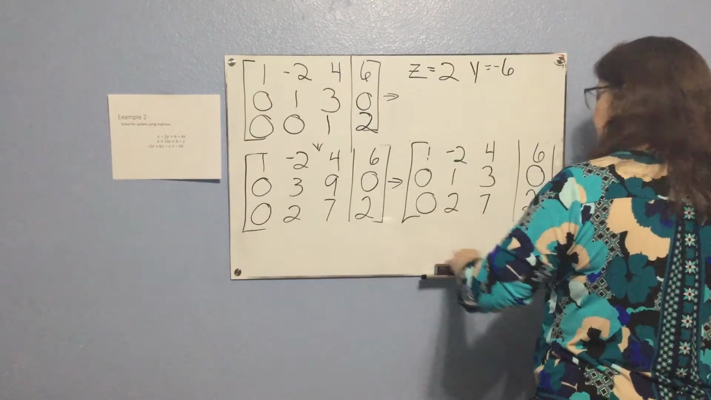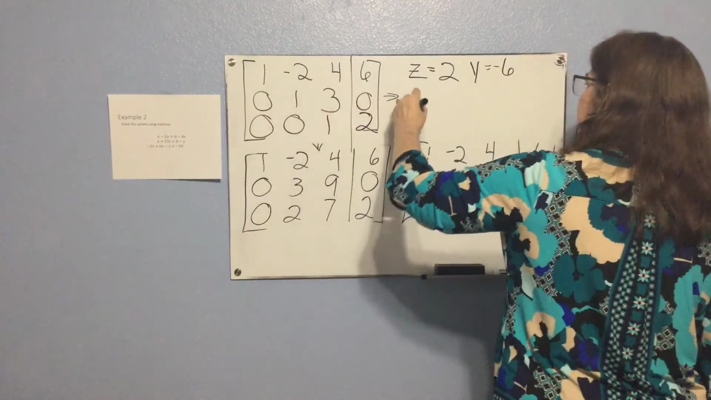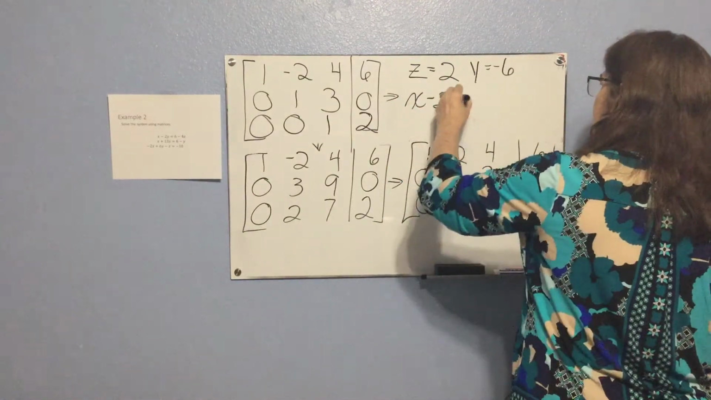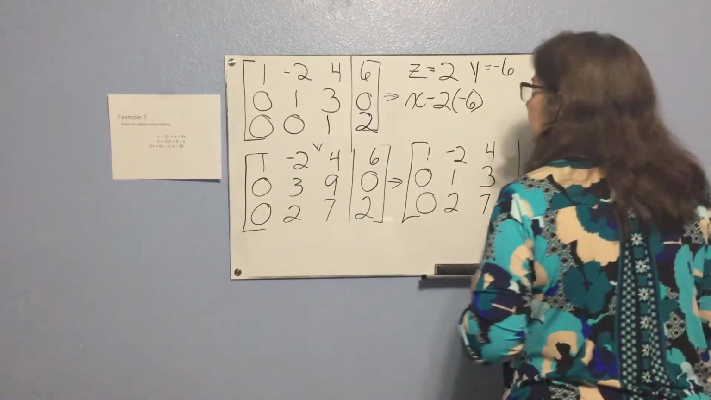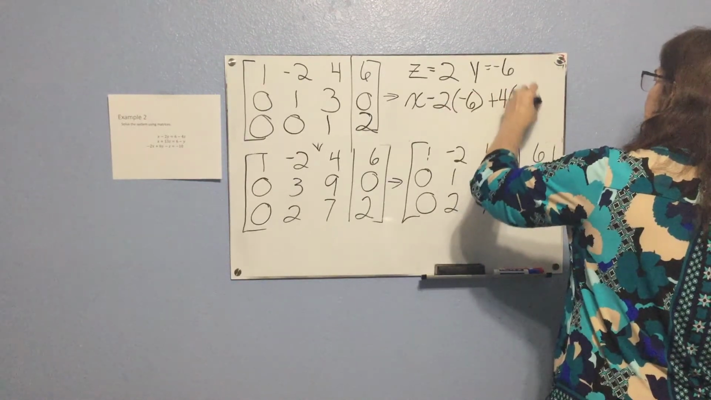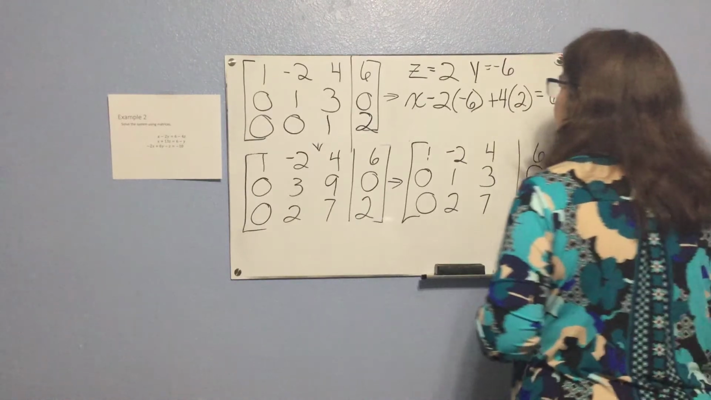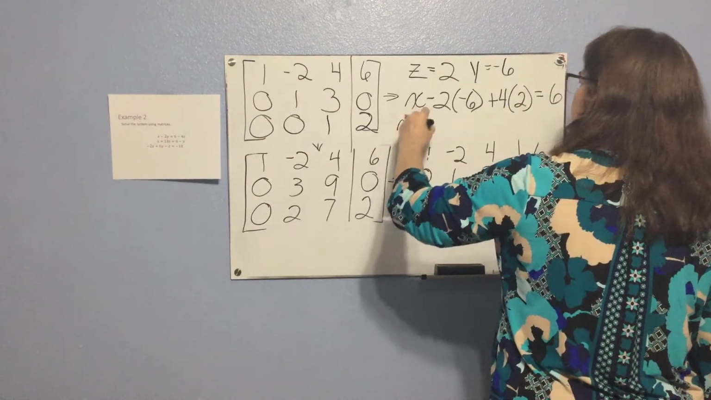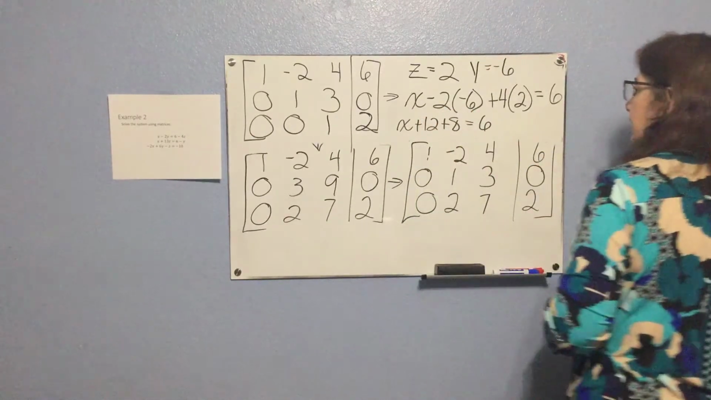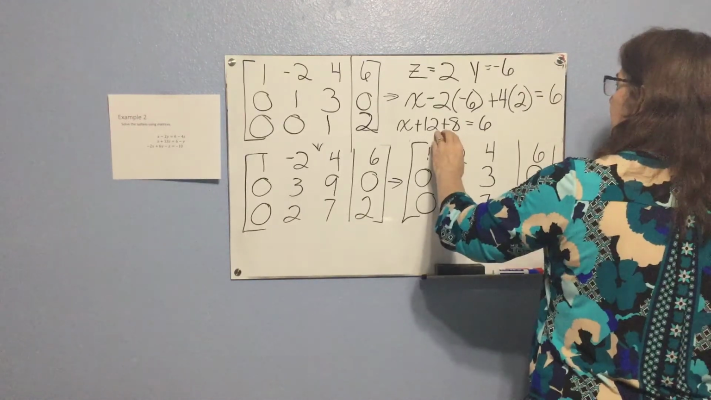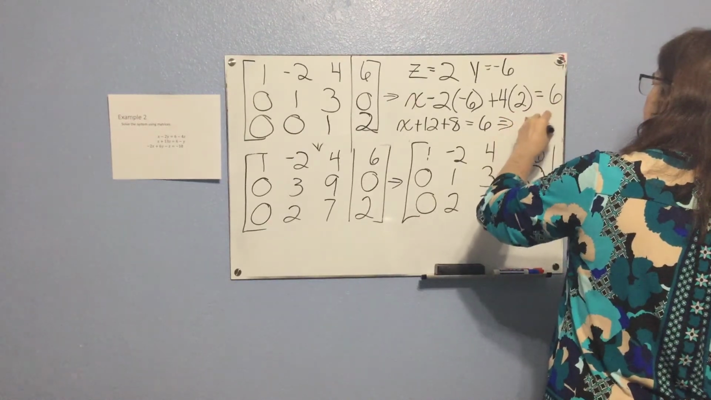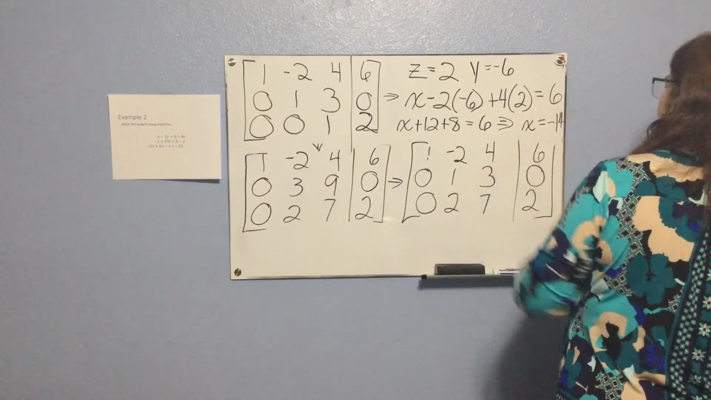And now I'll look at this top equation where I have x minus 2 times negative 6 plus 4 times 2 equals 6. So this is x plus 12 plus 8 equals 6. And I know that 12 plus 8 is 20. So when I move that to the other side, I get that x equals negative 14.